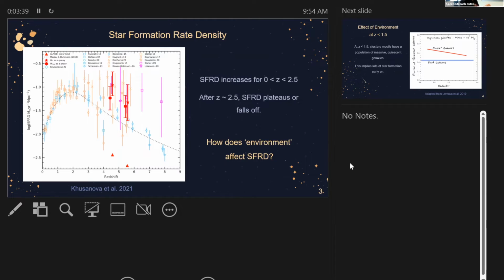And we can see that SFRD increases on this plot from redshift 0 to 2 or 2.5. And then it either falls off or plateaus. The dotted line is the best fit line from Madau and Dickinson from 2014. And these different data points at high redshift suggest that maybe it doesn't really fall off, but it plateaus. So I'm looking at what the field galaxies around my protoclusters are doing on this plot. And then I want to ask, how does overdense environment affect this trend?